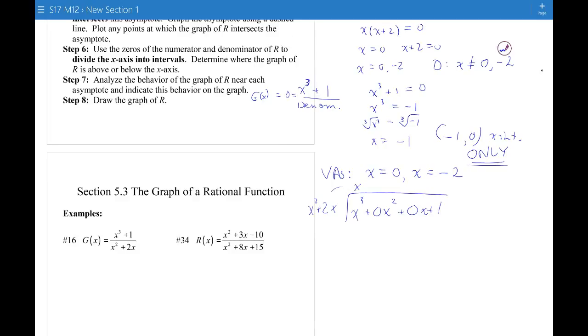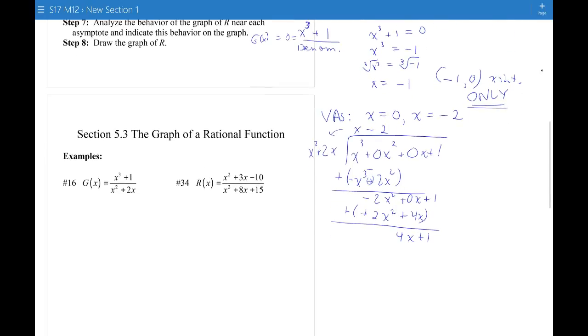So you need an x here, and then multiply, and subtract. So you get negative 2x squared plus 0x plus 1. Then you're going to have negative 2 and get negative 2x squared minus 4x and subtract. Subtract means add the opposite. So I get 4x plus 1.